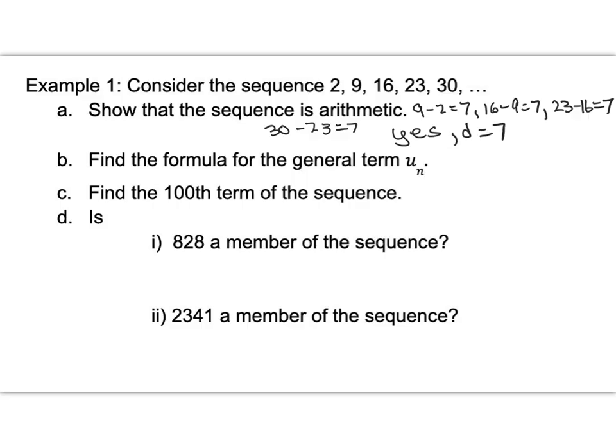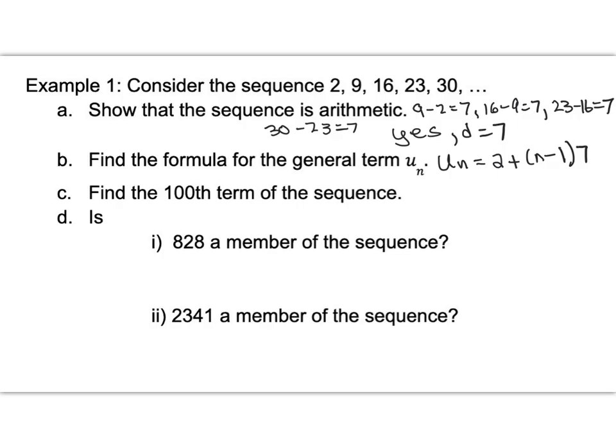So since we now know we have an arithmetic sequence with a difference of 7, we can go ahead and put that into our general formula. So Un is equal to the first term. My first term is 2 plus, and then I've got n minus 1 times 7.